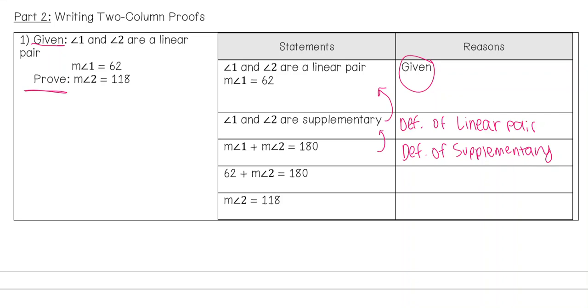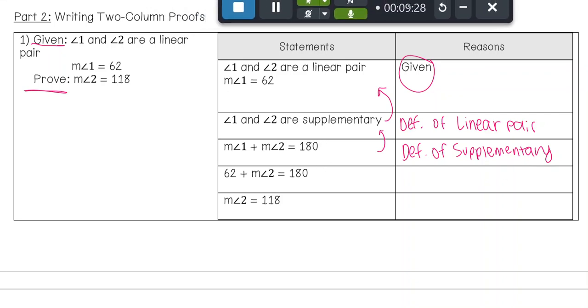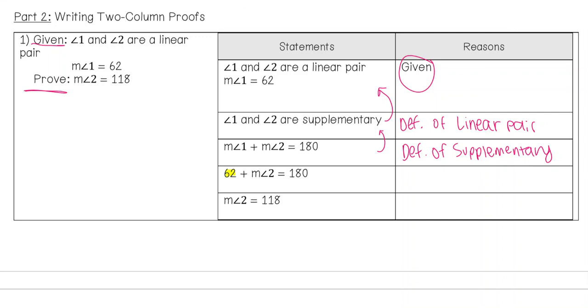Moving to the next line, if I notice from line to line, I can see that the only thing that's really slightly different is that I now have 62 in place of measure of angle 1. And if you recall, we had two bits of given information. So we've taken this angle 1 measure and replaced it with 62. So this is an example of our substitution property of equality.